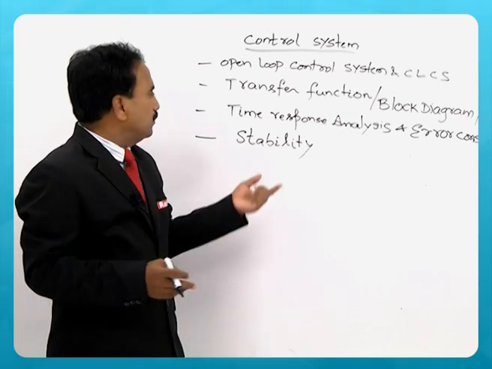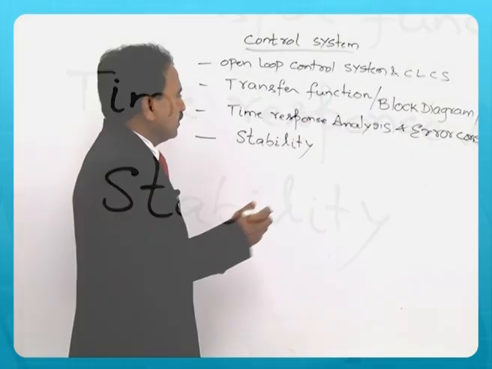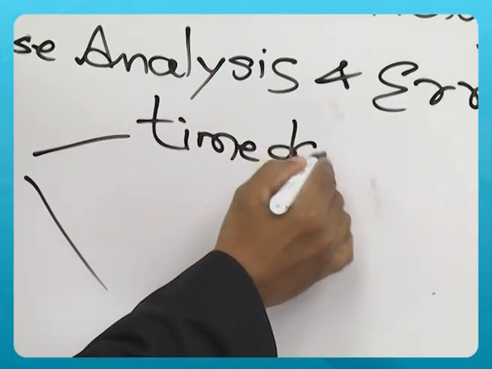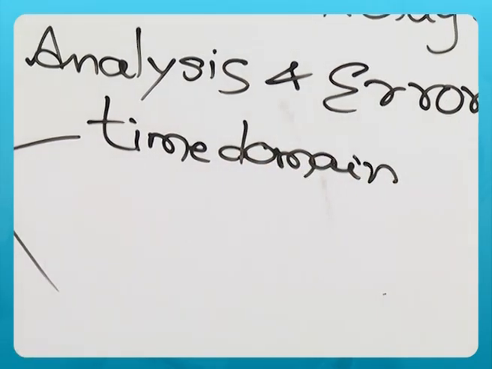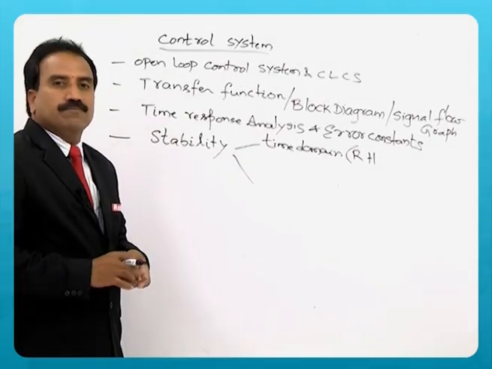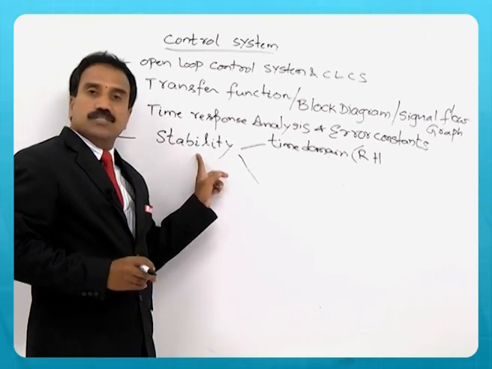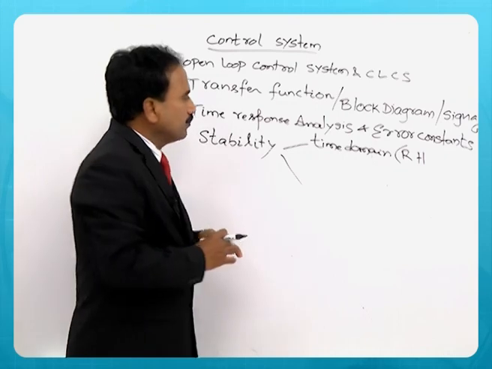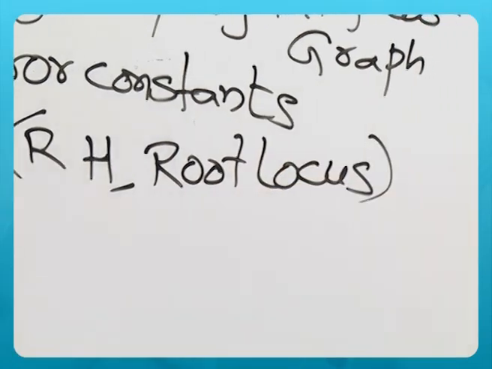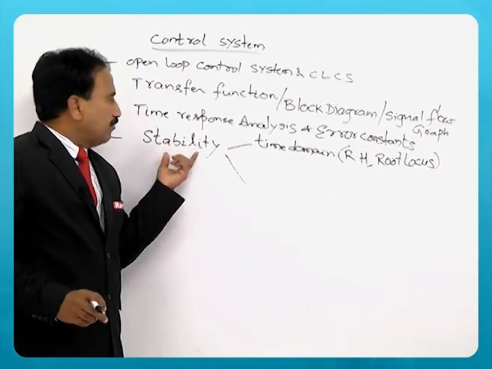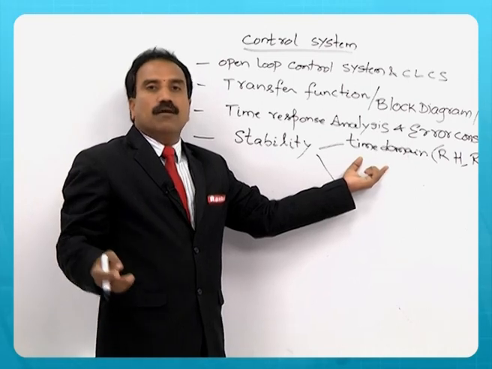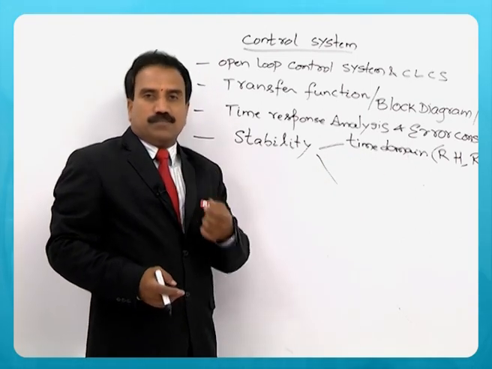This kind of analysis, stability analysis, we will do in this control system in two domains. One is time domain analysis of stability. In this, we see the RH stability criteria, an algebraic criteria to analyze whether the given system is stable or not. Next one is root locus. Root locus is a graphical approach of finding the stability of a given system. So this is time domain analysis of the stability of a given system.